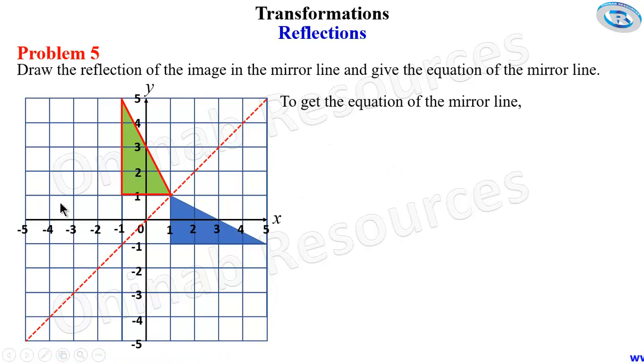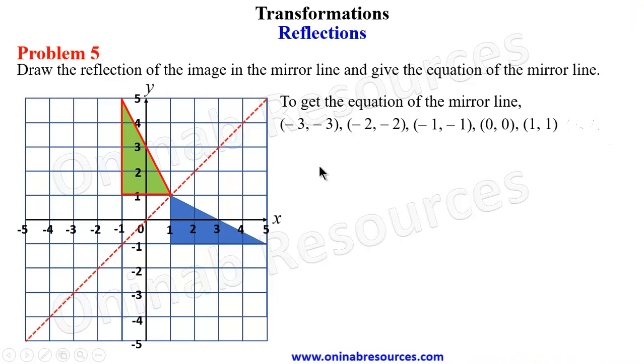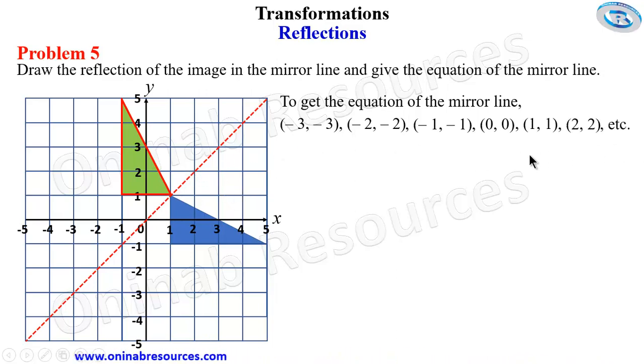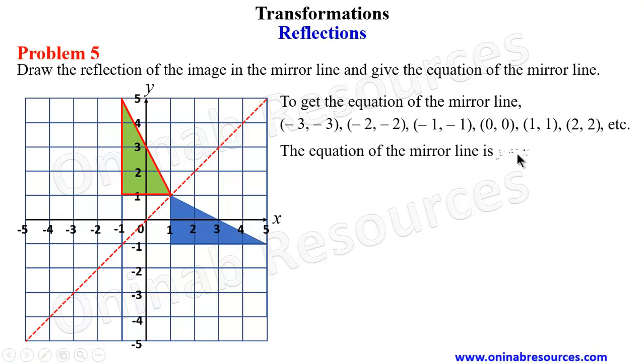So doing that, we pick any of these points starting from here. If you pick -3, -3, here is -2, -2, -1, -1. So it passes through the origin 0, 0. This is 1, 1, 2, 2, and so on. And if you look at it now, they are equal. X is equal to y. So the equation of the mirror line is y equal to x. And that's all for problem 5.